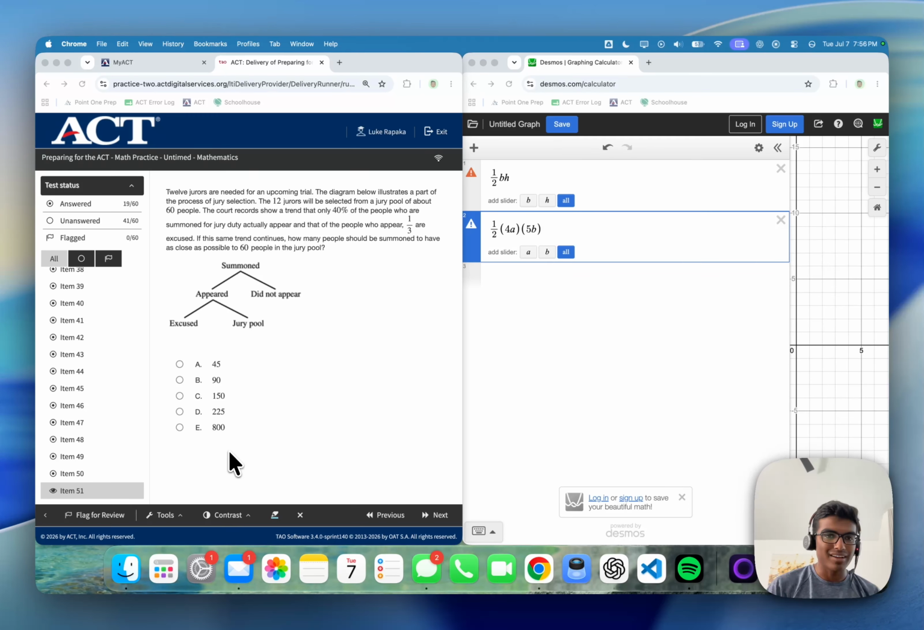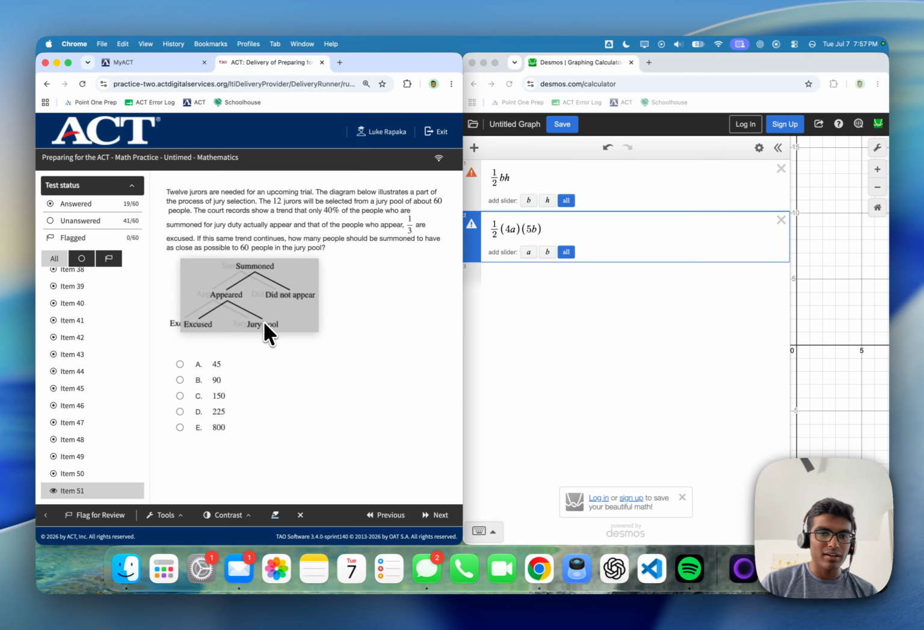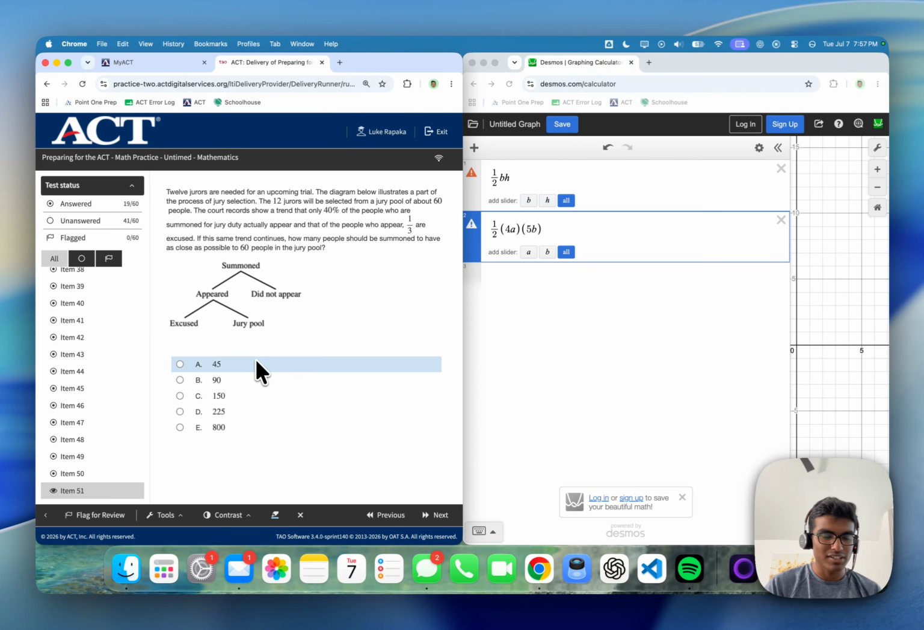Okay, so moving on. Question 51. 12 jurors are needed for an upcoming trial. The diagram below illustrates how 12 jurors will be selected from a jury pool of 60. So essentially, we're trying to work our way down so that after all these eliminations, like one third and then 40%, we're going to have 60 people in this jury pool. So that's what we're trying to do.